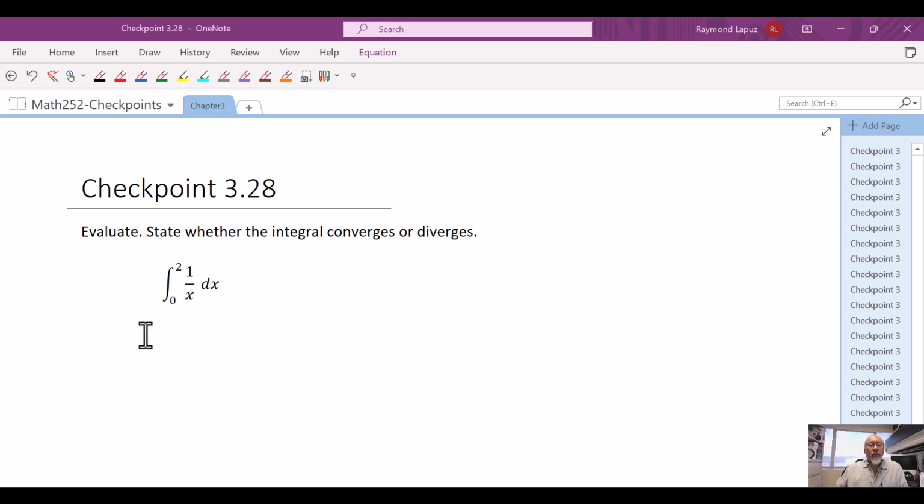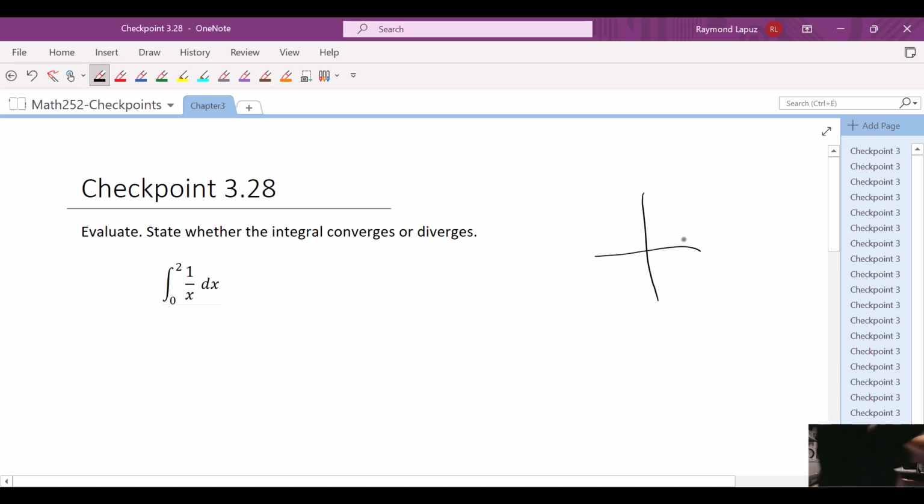Now this is an improper integral because the graph of 1 over x, as it gets closer and closer to 0, now we're going to go from 0 to 2. And as it gets closer and closer to 0, we see that this function is unbounded. So we have an issue at x equals 0, and that's what makes this integral an improper integral, because it's unbounded within the limits.